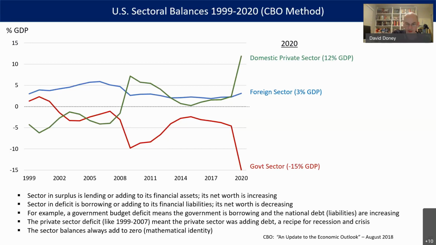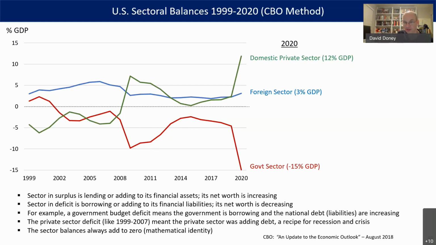All right, so when you look at the three of these things together, the domestic private sector and the foreign sector are in surplus right now. Let's look at 2020. They're above zero, and the government sector is down, and they add up to zero. And there's some bullets down here at the bottom. Again, I'll say it again: a sector that's in surplus is lending or adding to its financial assets. Its net worth is increasing.